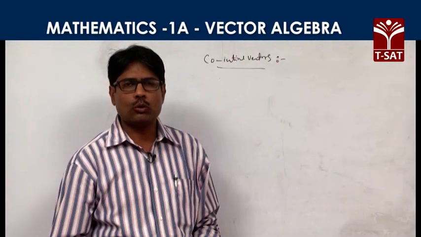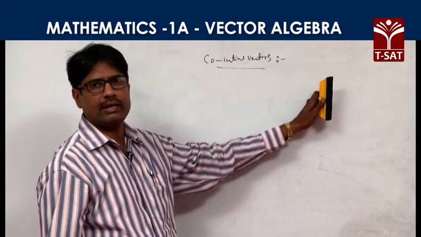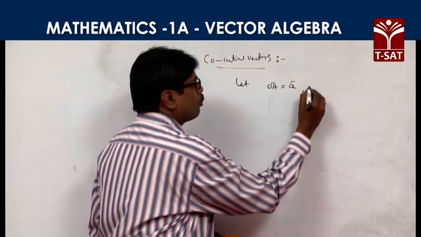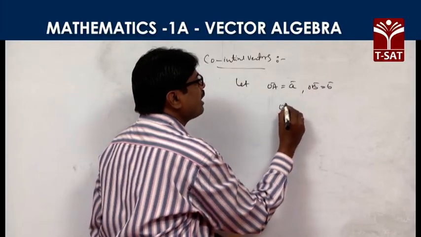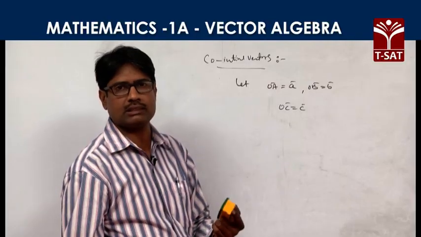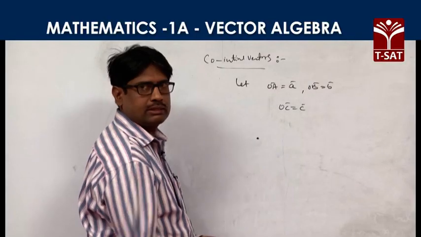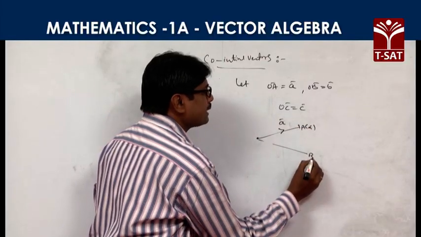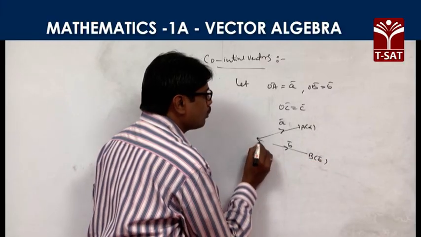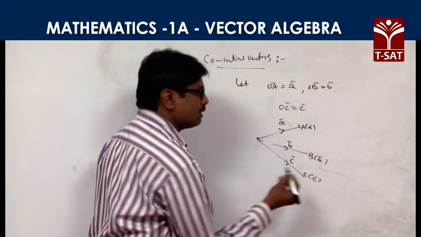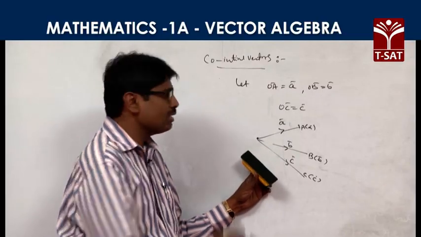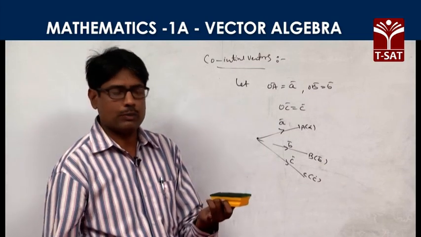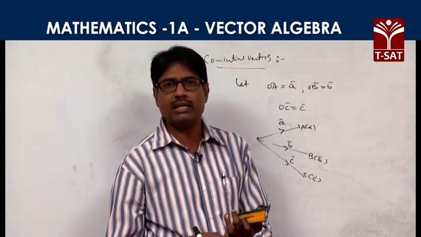Vectors are said to be co-initial vectors if their initial points are coincident. Let OA bar is equal to A bar, OB bar is equal to B bar, OC bar is equal to C bar. These are the 3 co-initial vectors. Their initial point is coincident. We are not bothered about the terminal point. They are called co-initial vectors.